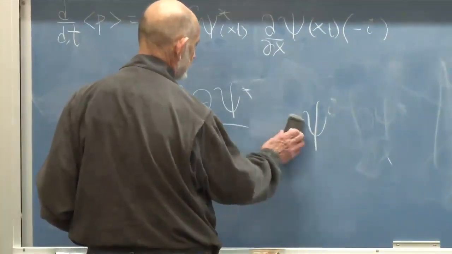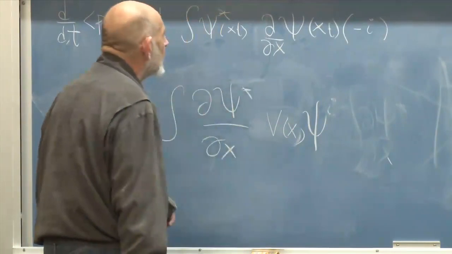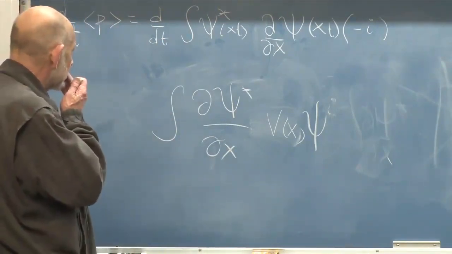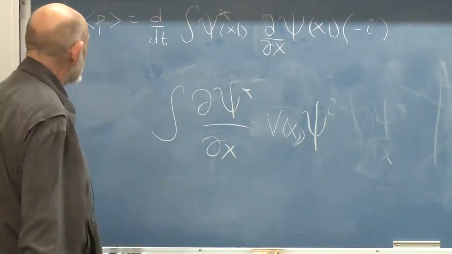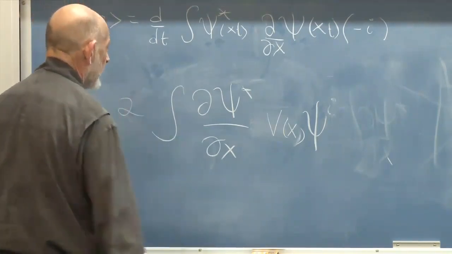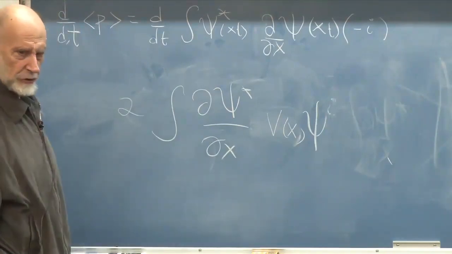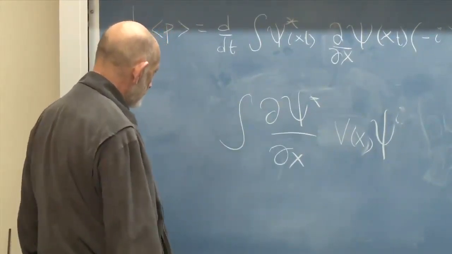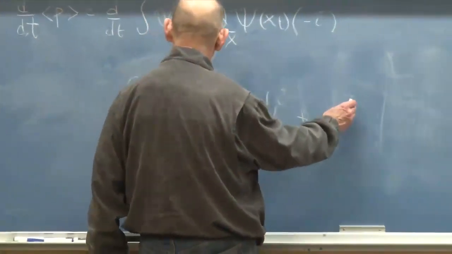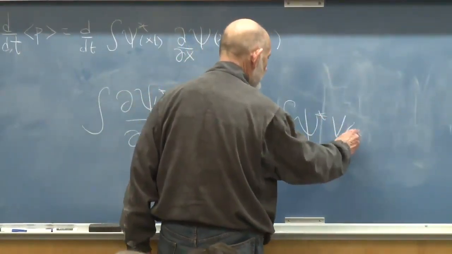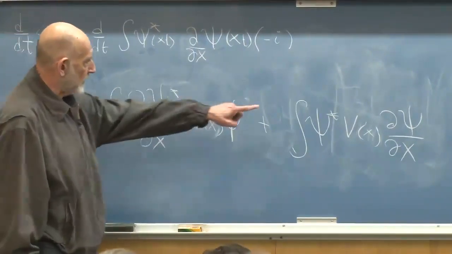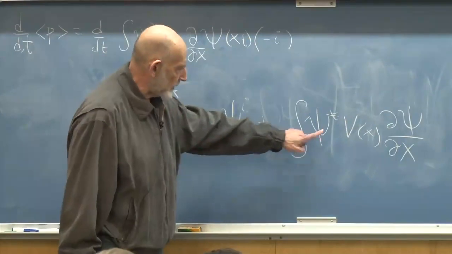Now we double it? I can't remember whether we doubled it or not yet. I think we double it. Yeah, we double it. We have to double this. Or add it to its complex conjugate, I would say, right? In fact, let's do that right now. Let's add it to its complex conjugate plus the integral of psi star v of x d psi by dx. All right, I've taken this and complex conjugated it, and v is real.